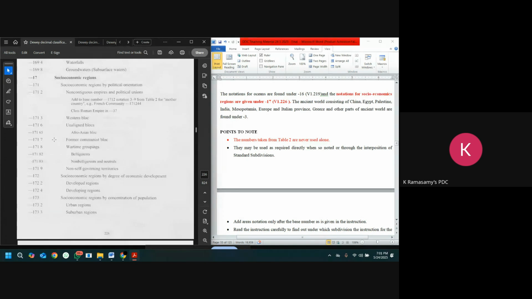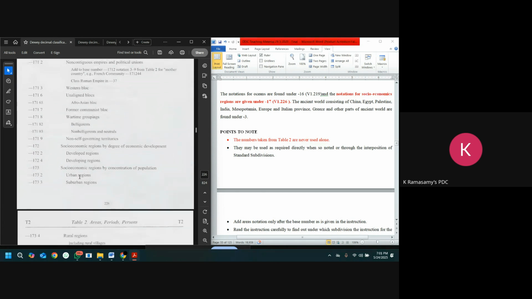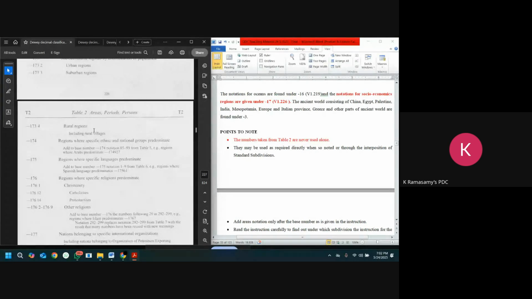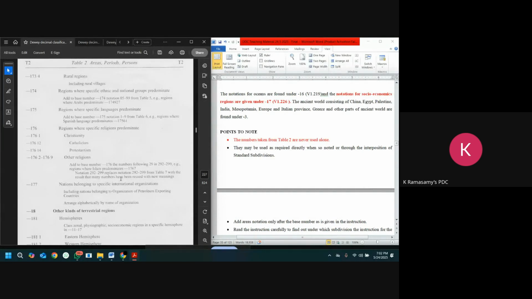Thank you. See, we have something like developed countries, developing countries, urban areas, suburban areas, rural areas. So these kinds of socio-economic region numbers are also available in table 2. And as usual, numbers taken from table 2 should not be used alone. Always they are to be attached to the main class number. Okay, and whenever there is an instruction to add a table 2 number, you can add it.